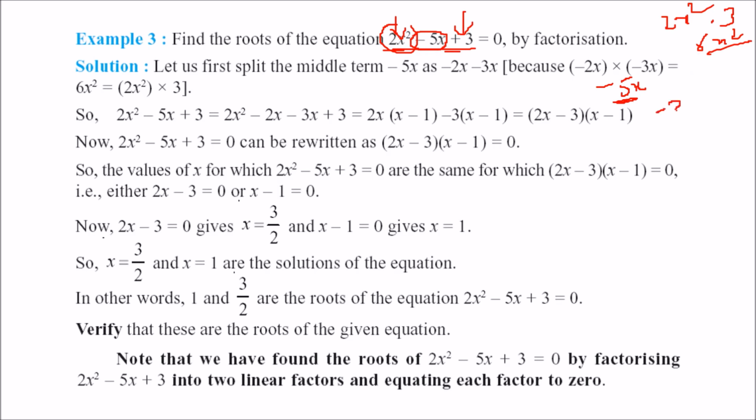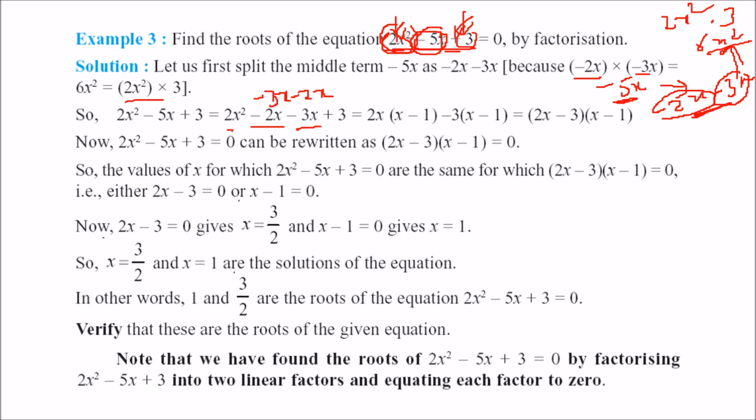Minus 5x can be written as minus 2x minus 3x. In this case, minus 2x into minus 3x is nothing but 6x square. So this will satisfy our situation. This is exactly equal to the multiplication of 2x square and 3. So this has to be written in such a form that the multiplication of the two terms which we are adding or subtracting equals this product. So 2x square minus 5x plus 3 can be written as 2x square minus 2x minus 3x. Now you will ask why we have not written it as minus 3x minus 2x.